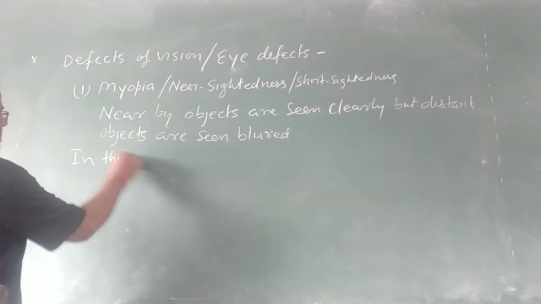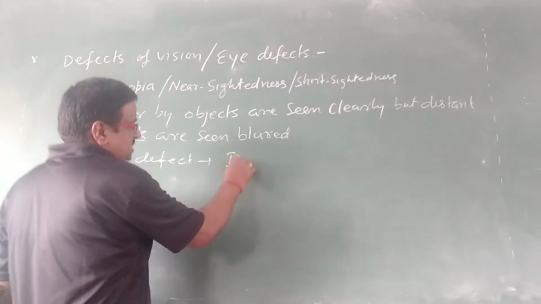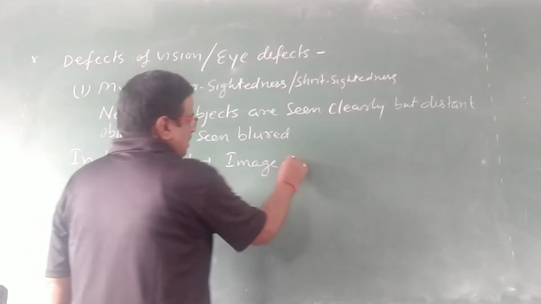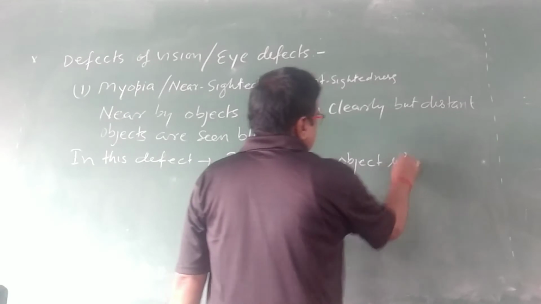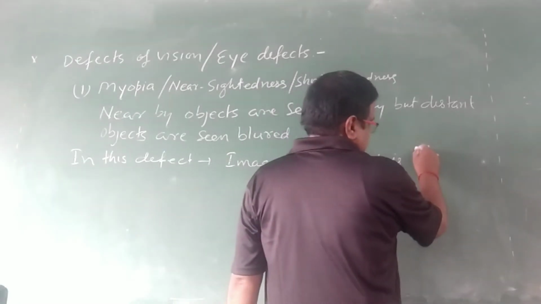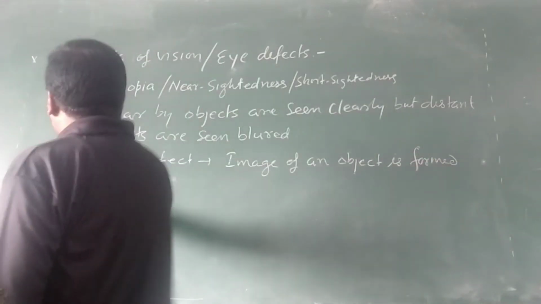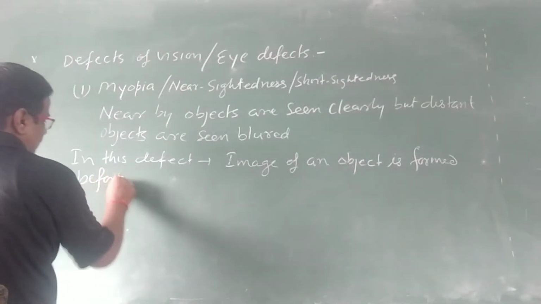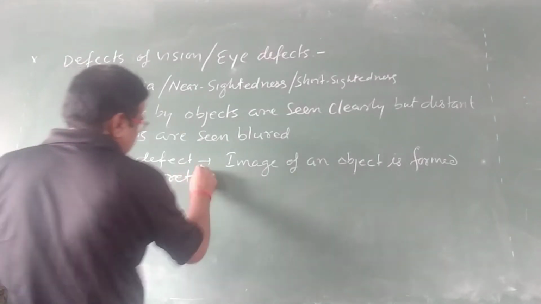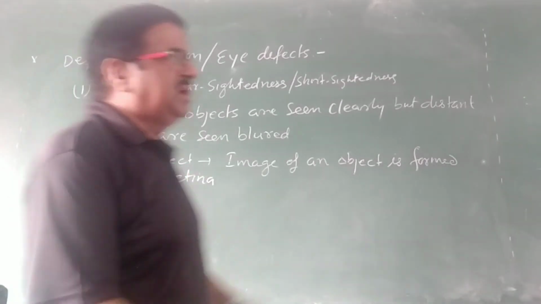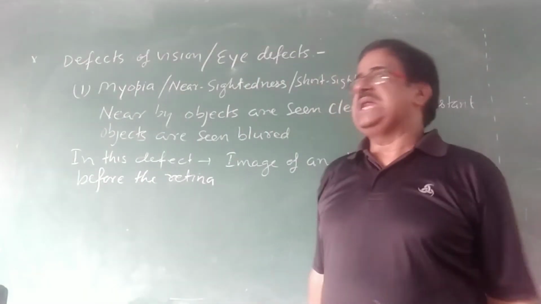In this defect, the image of an object is formed before the retina. Before the retina, inside the eyeball, the image is formed before the retina. It will not be on the retina.